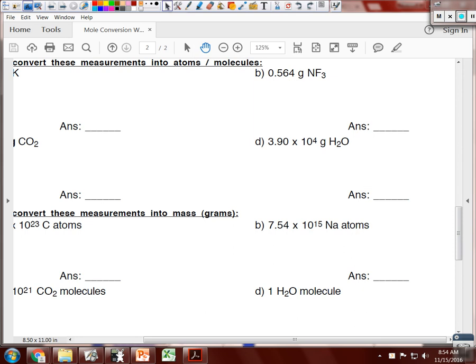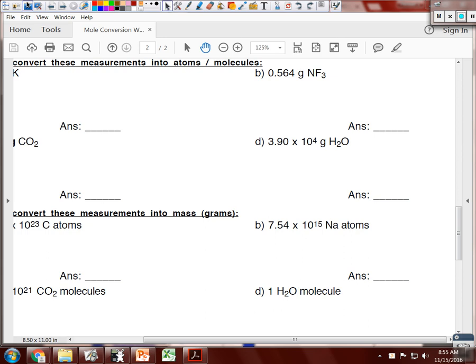Let's do 5D. So it says 3.90 times 10 to the fourth grams of water. And the question of number 5 says, please convert these measurements into atom slash molecule. So before we go any further, is water an atom or a molecule? It's a molecule. So we're converting from grams to molecules.